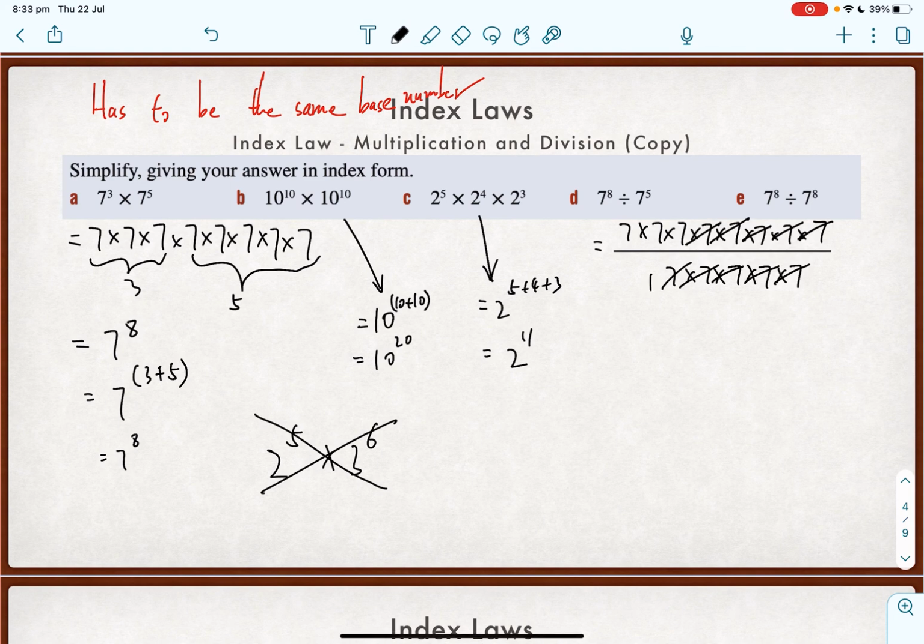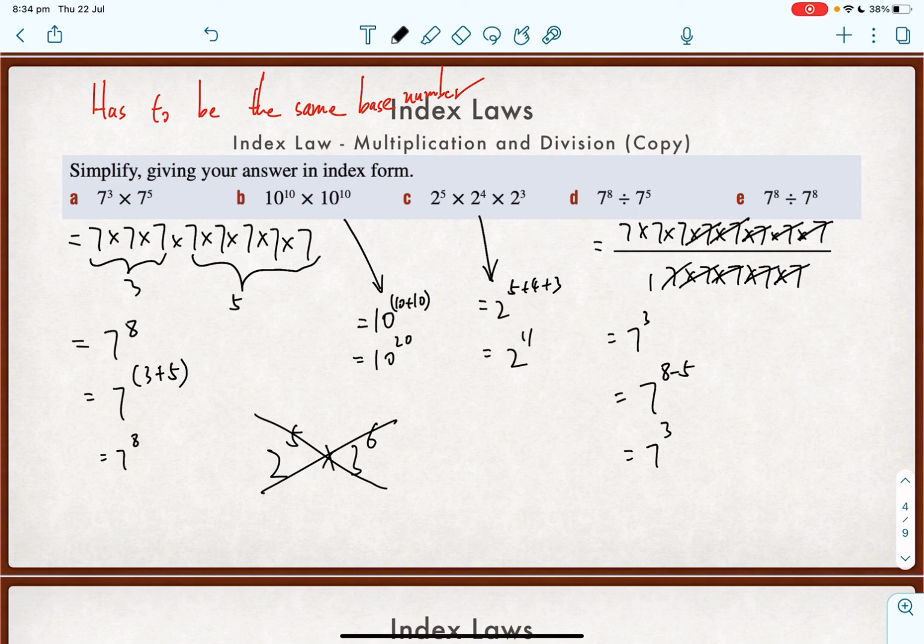And then you got 7 to the power 3 over 1, which is 7 to the power 3, isn't it? Wait a minute, is that a minus 5? 7 to the power 3? That's correct. So if you have an index number divided by another index number with the same base, you can just subtract the index. That's another thing, okay?